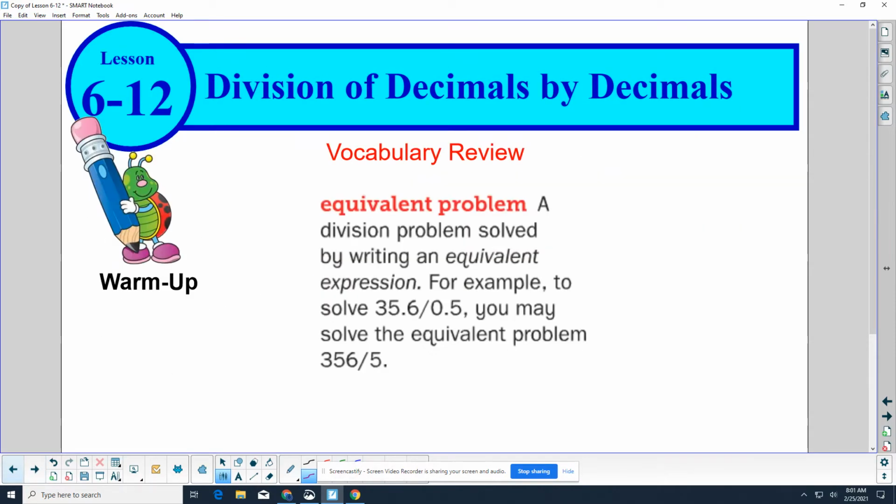And for our vocabulary, an equivalent problem. So we've talked about equivalent fractions. An equivalent problem is a division problem solved by writing an equivalent expression. For example, we could solve 35 and 6/10 divided by 5/10. You may solve the equation by doing 356 divided by 5. And that's what we're going to learn how to do today. So an equivalent problem.